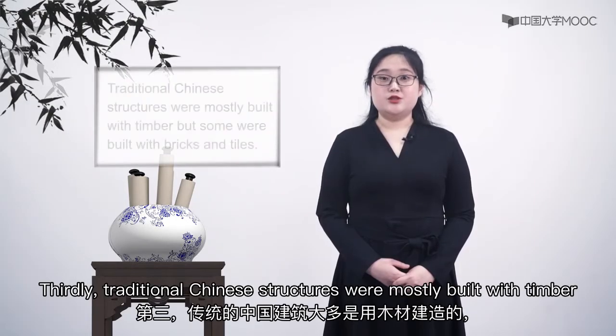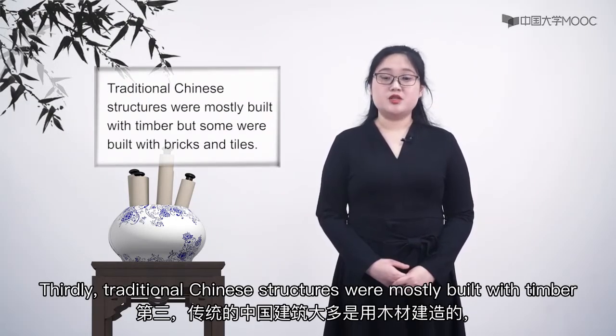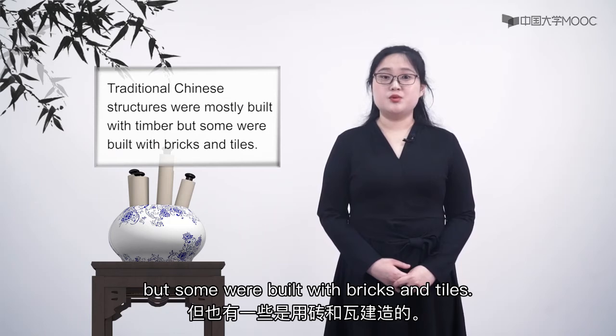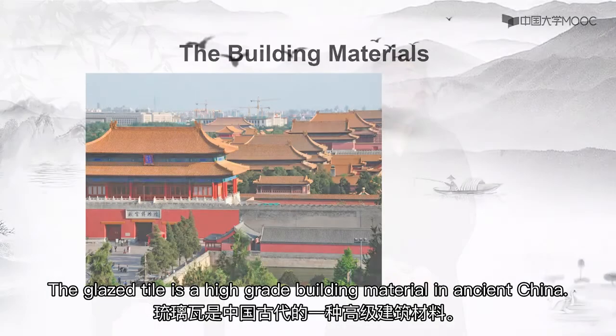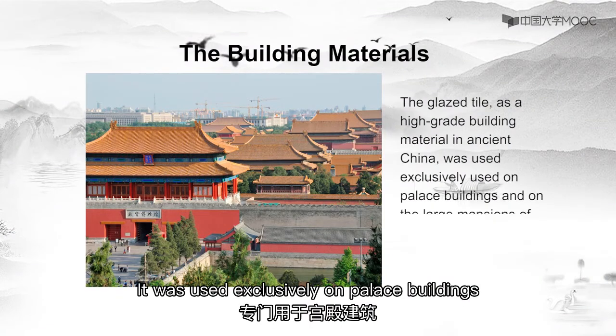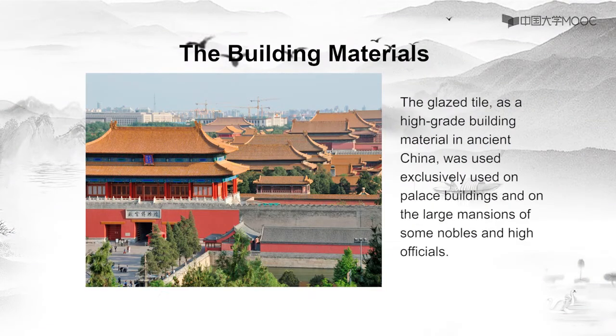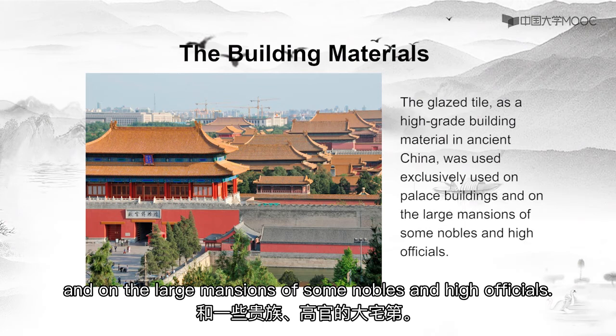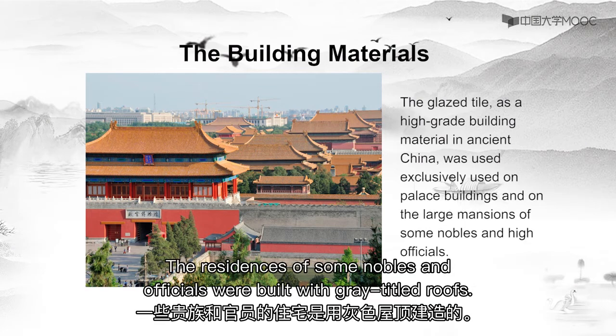Thirdly, traditional Chinese structures were mostly built with timber, but some were built with bricks and tiles. The glazed tile is a high-grade building material in ancient China. It was used exclusively on palace buildings and on large mansions of some nobles and high officials. The residences of some nobles and officials were built with gray tile roofs.